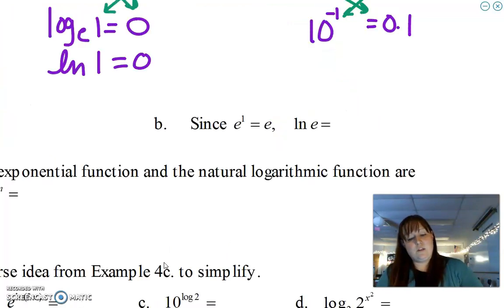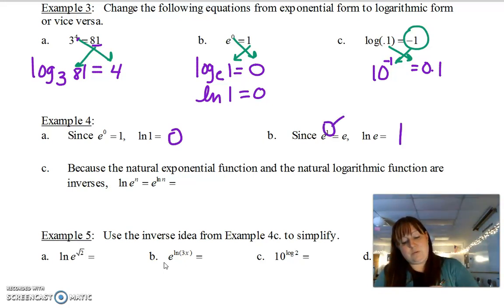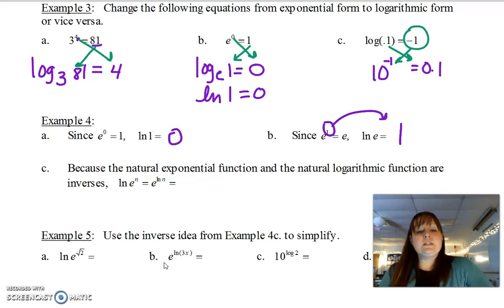It's 1 over 10. So, since e to the 0 equals 1, ln of 1 is 0. And since e to the 1 is e, ln of e is 1, because our input becomes our output. Okay? So because the natural exponential function and the natural logarithmic function are inverses, in other words, ln and e are inverses of each other, they kind of cancel each other out. And I don't like to say cancel out because people start just willy-nilly crossing stuff out. But it's kind of what they do. They undo each other, right? So the e undoes the ln, and the ln undoes the e.